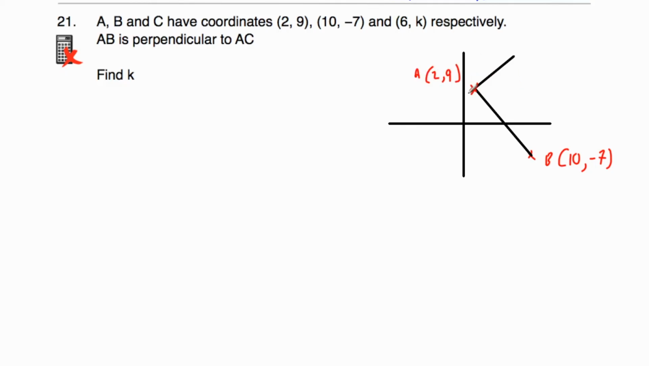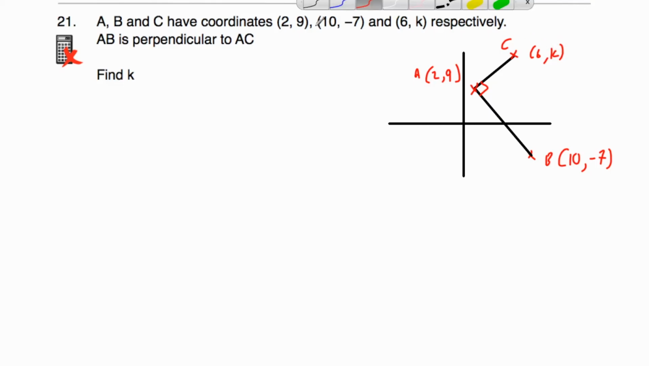So we've got the point A, (2, 9), the point B, which is (10, -7), and the point up here, C, which is (6, k), a particular height which we're trying to find. And we know that this is a right angle. So in this question we're told that AB is perpendicular to AC. If we can find the gradient of AB, we can work out the gradient of AC, because they're perpendicular, by finding the negative reciprocal. Once we know the gradient of this line, we can then work out the value for k.